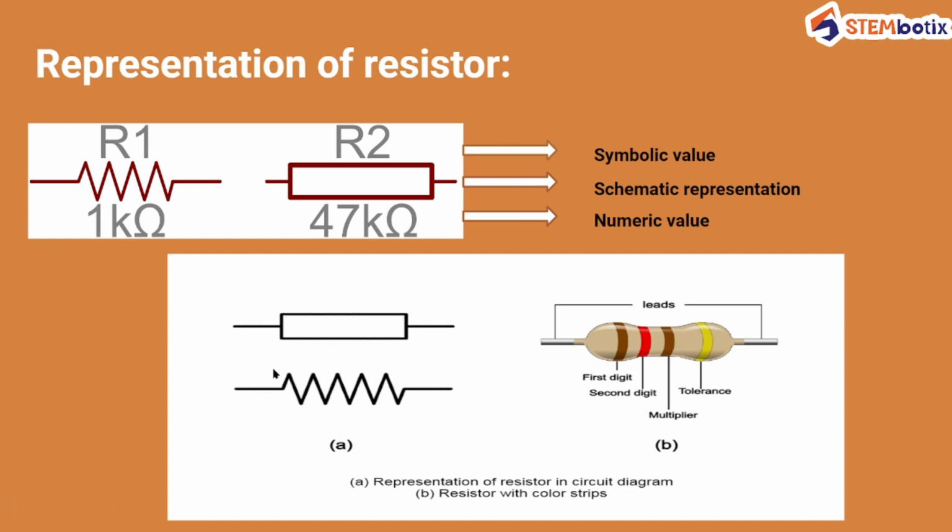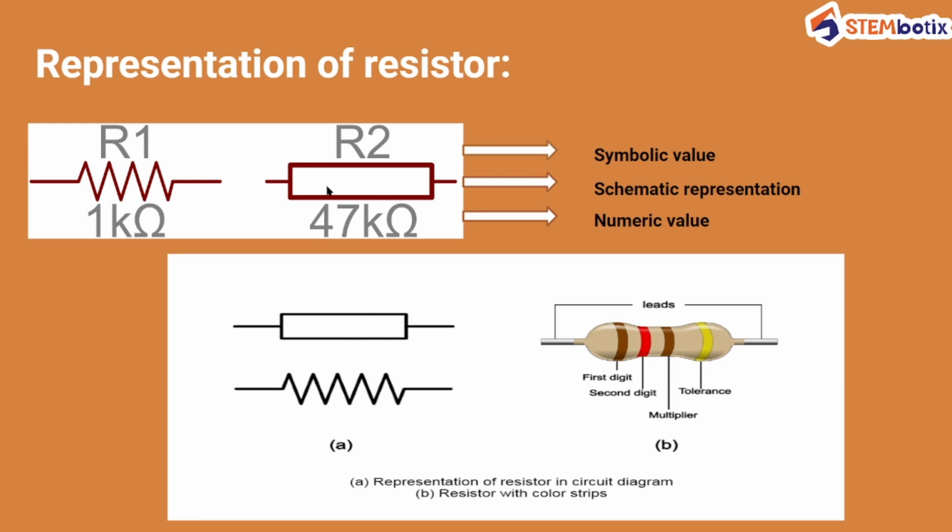These are the commonly used symbols for a resistor, this and this. And this is how your real-life resistor looks. It has colored strips. Each color strip denotes a digit, a multiplier, or tolerance. Whenever you see a resistor, this strip is for the first digit and this strip is for the second digit. These are the two digits.